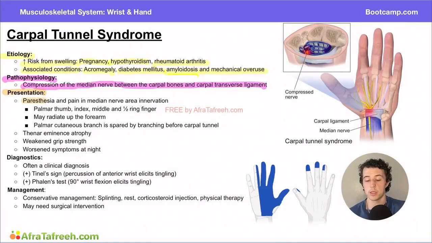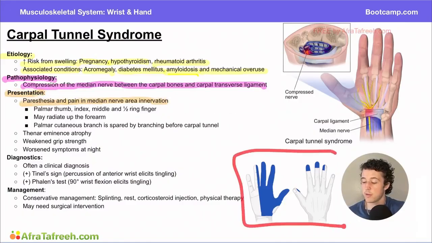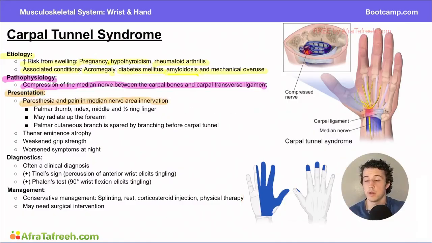Well, there will be paresthesia and pain in the median nerve innervation area. Down here, we have the area innervated by the median nerve. So again, that will be our palmar thumb, index, middle, and half of our ring finger. That ring finger will be split down the middle and shared with our ulnar nerve. Something to keep in mind is that these patients may have pain radiate up the forearm. So it doesn't strictly just have to be in here, and they may also have pain above the wrist.